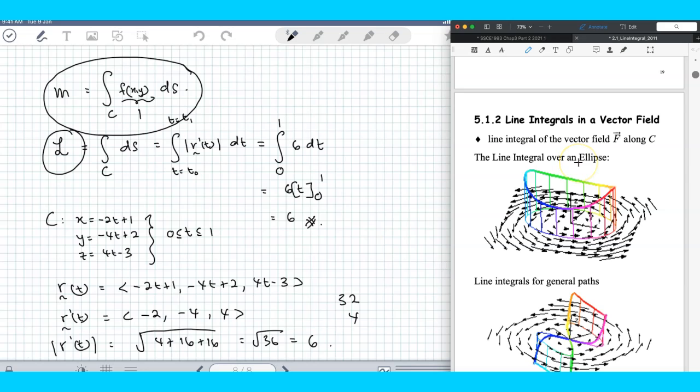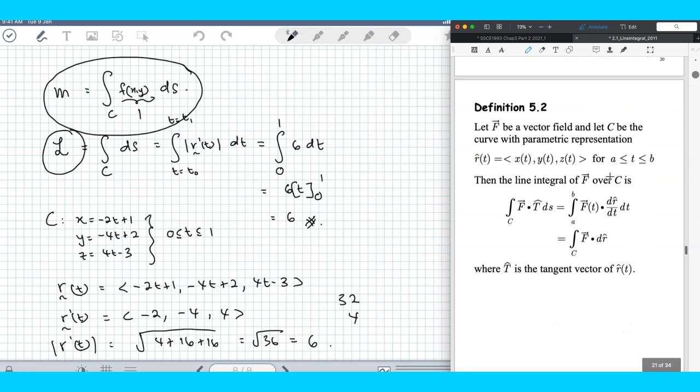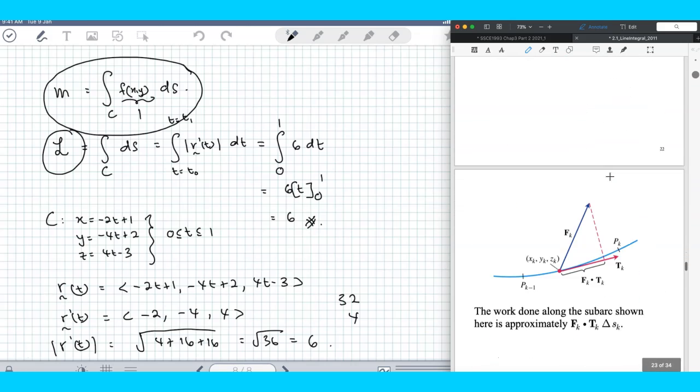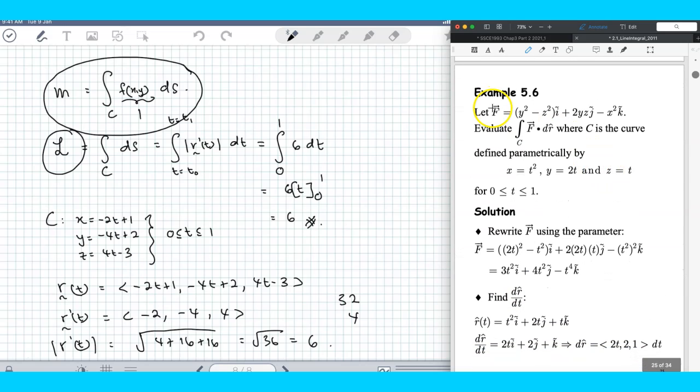Okay, so now we want to look at how we can evaluate the line integral if you are given a vector field. Now we look at the type of question that you will be asked. You are given a vector field F, and then evaluate F dot dr along C, where C is the curve defined parametrically by all these parametric equations.